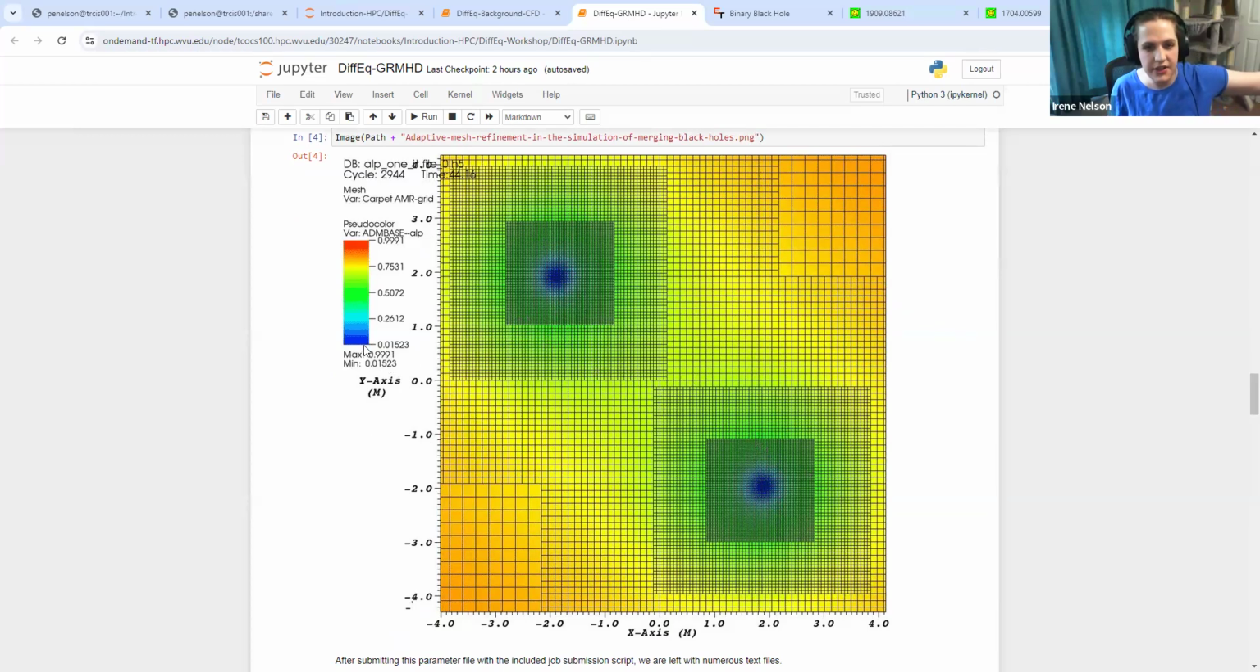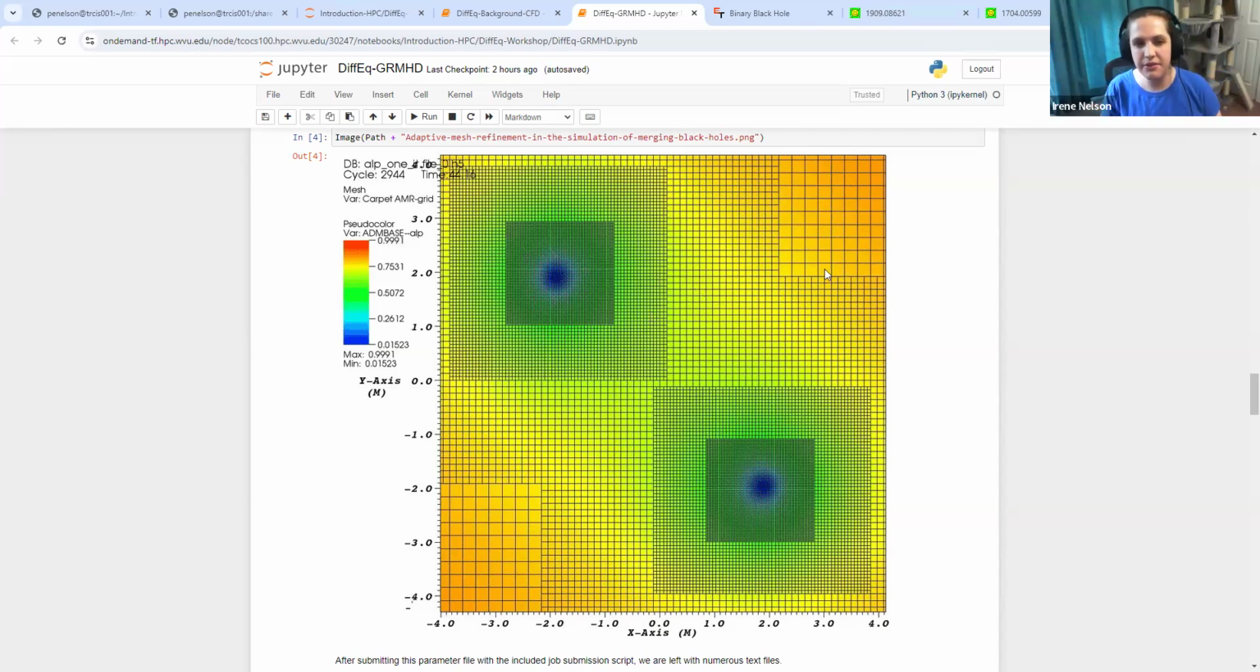And you can see from the color scale, the lapse gets really small near these black holes because time is passing extremely slowly near them. And then we also have the finer resolution near them, and we have coarser grids farther away from them.